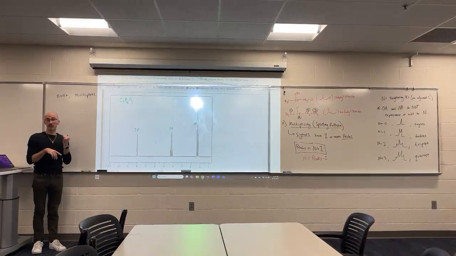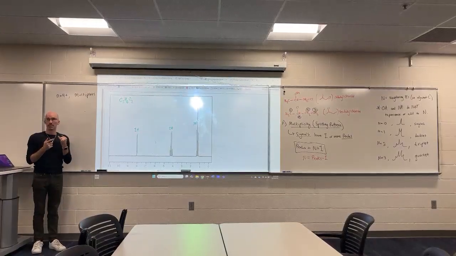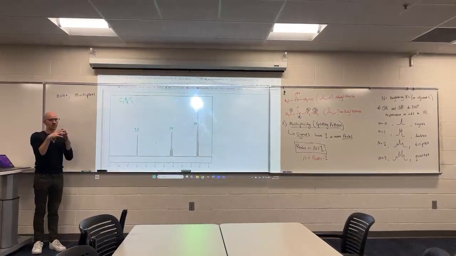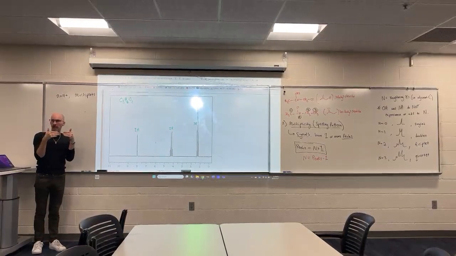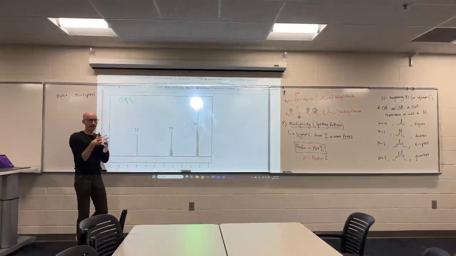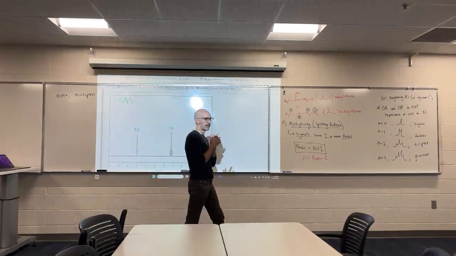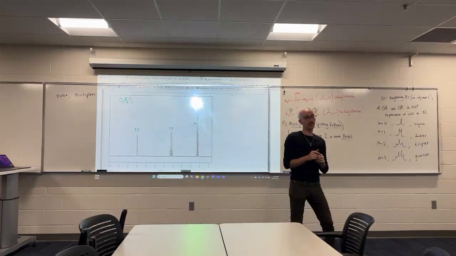Use your correlation table to make sense of the chemical shift. Use integrations to build pieces of the structure. Use the splitting pattern to try and connect those pieces of the puzzle. I'm here to answer questions. If you guys get through this fast enough, I'll put a different one up there.